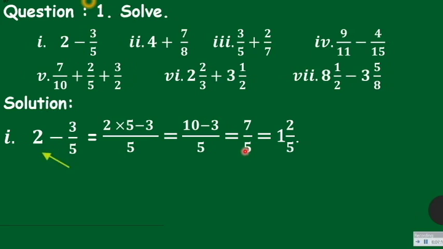Now after that we need to convert this into a mixed fraction, and in the previous video I taught you how to convert an improper fraction into a mixed fraction. I will give you the I button here. You click on it and see my previous video if you have any doubt there.